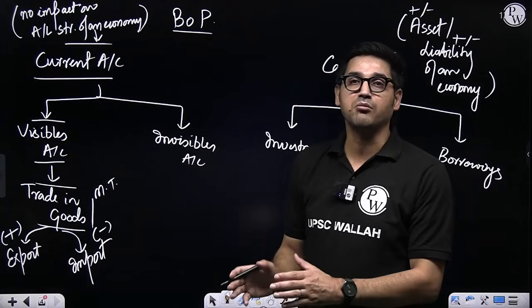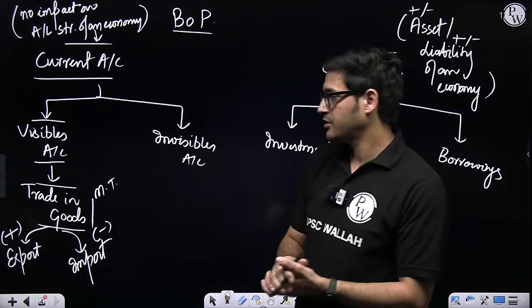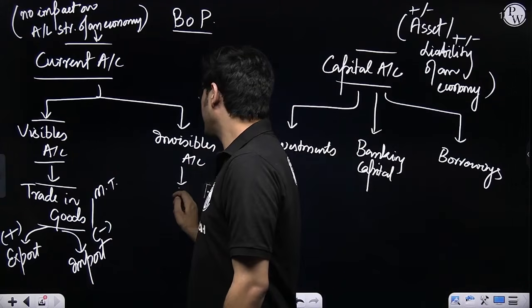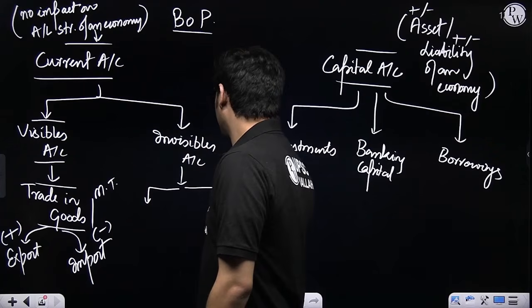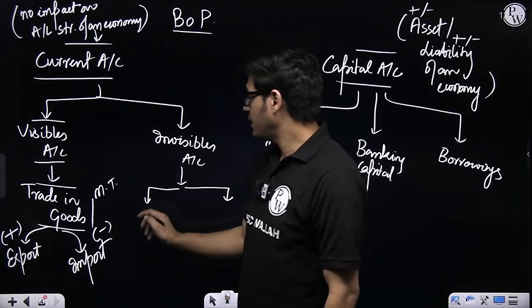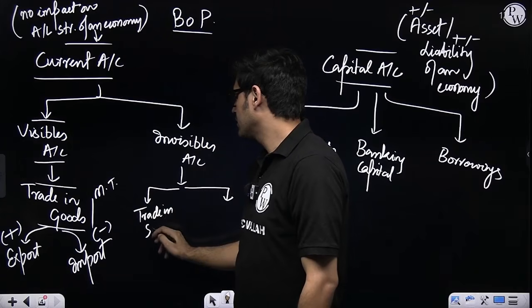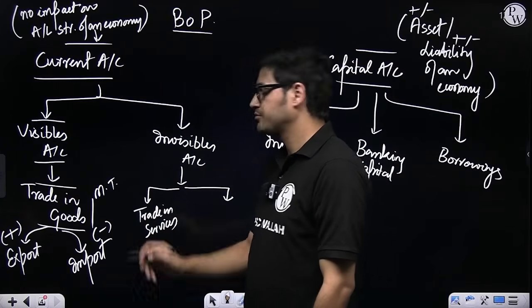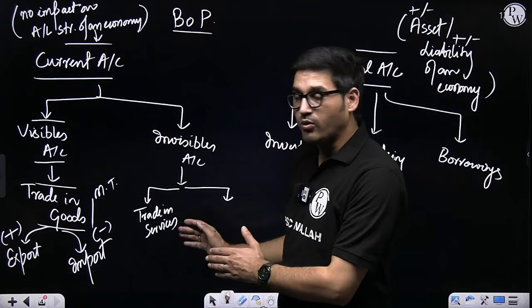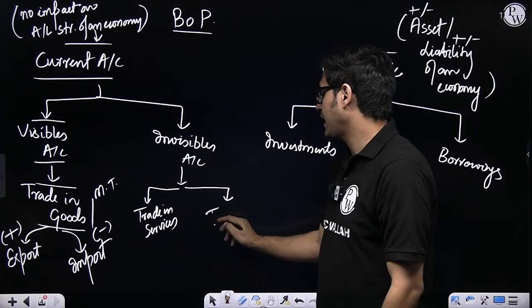Similarly, what will come under the invisibles account? The invisibles account will include, broadly speaking, two things. One is what you call trade in services. The other one is what you will call transfers.